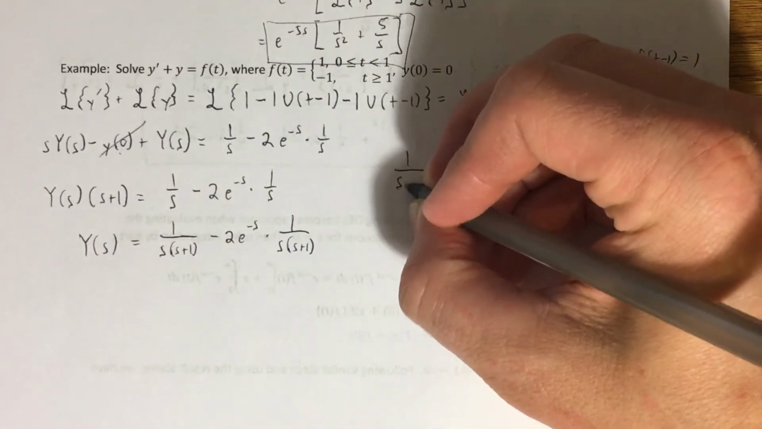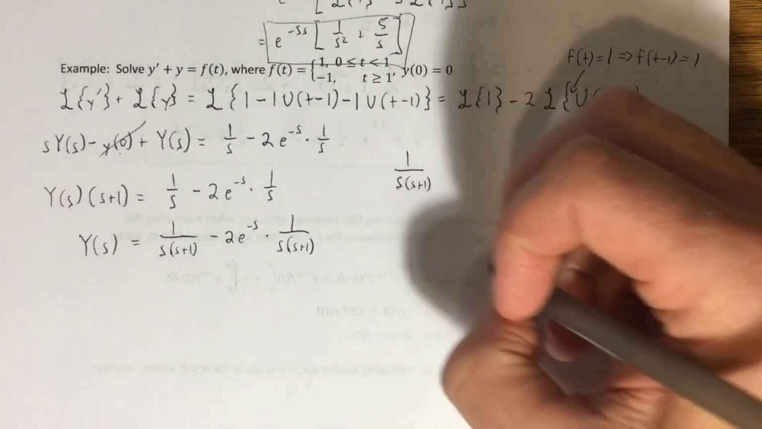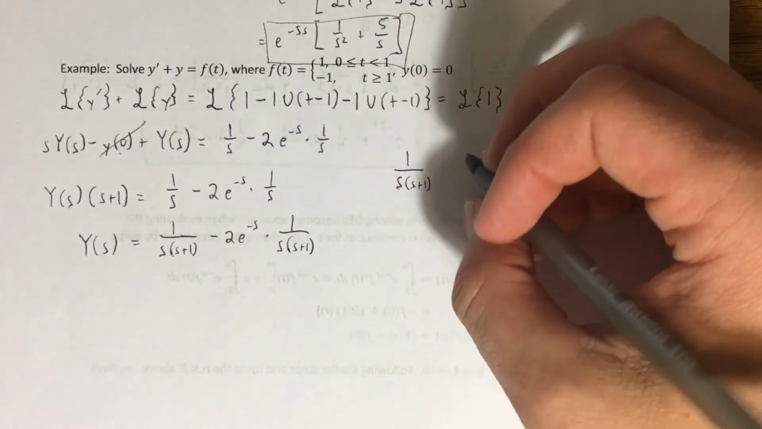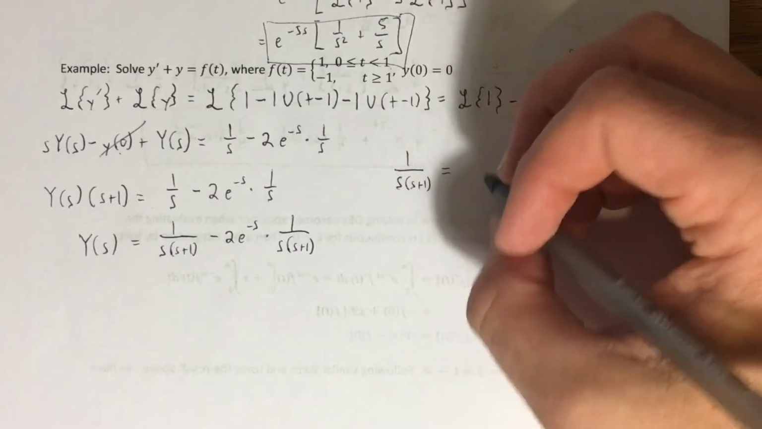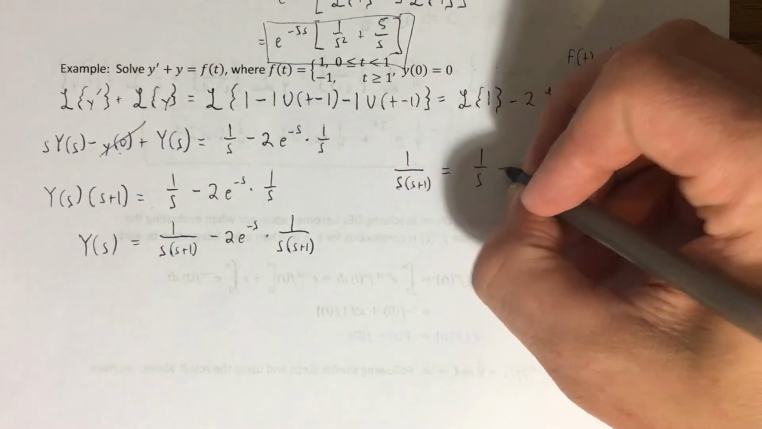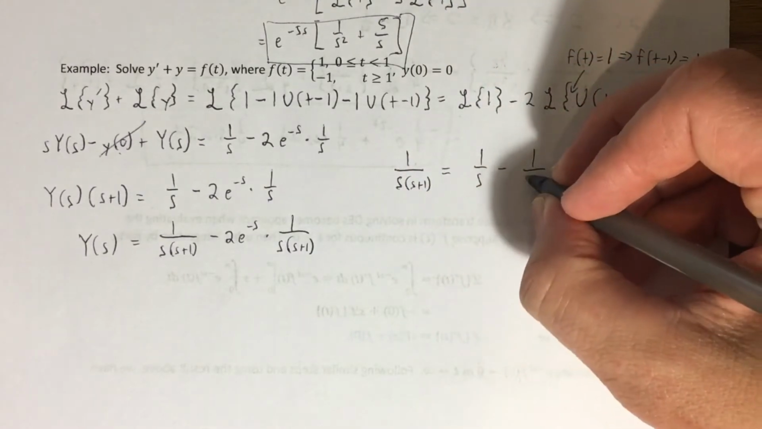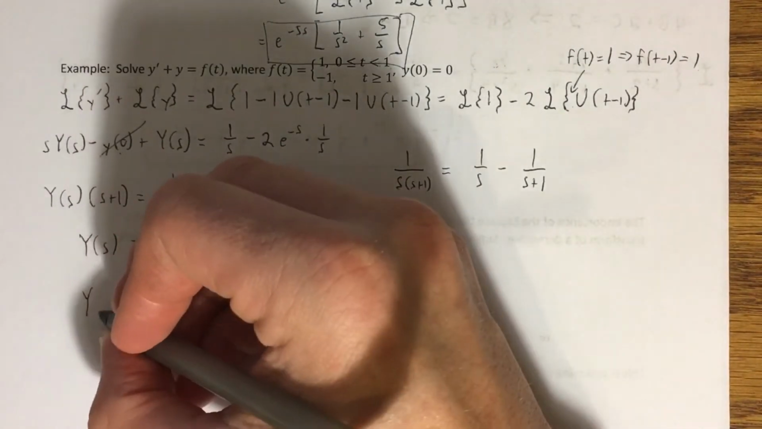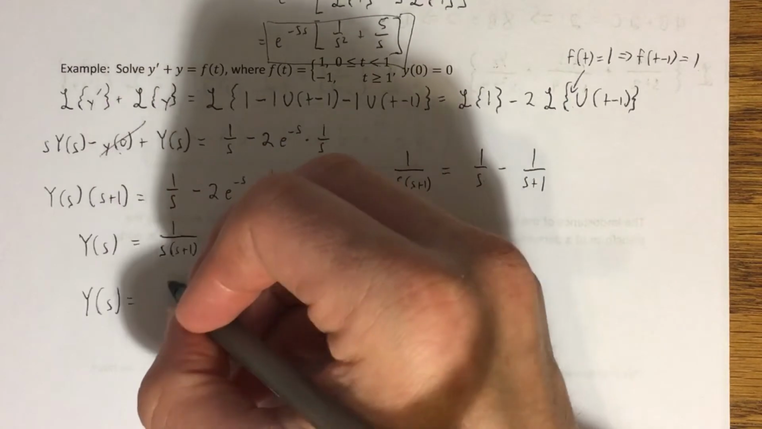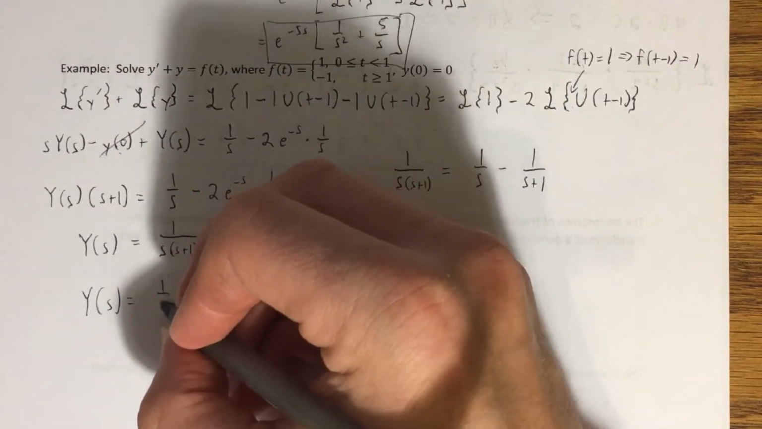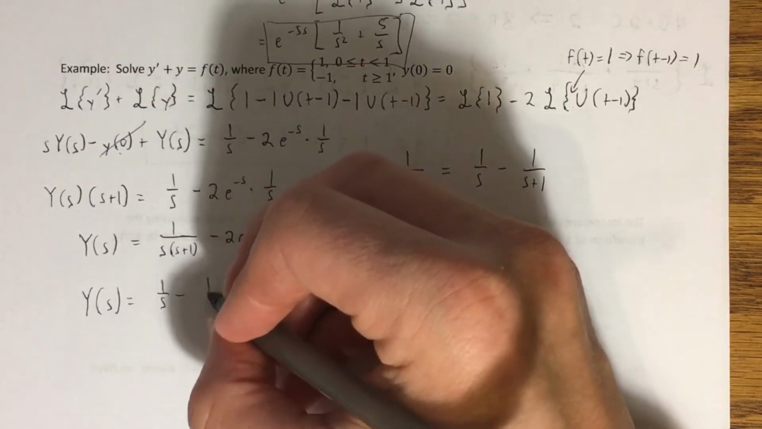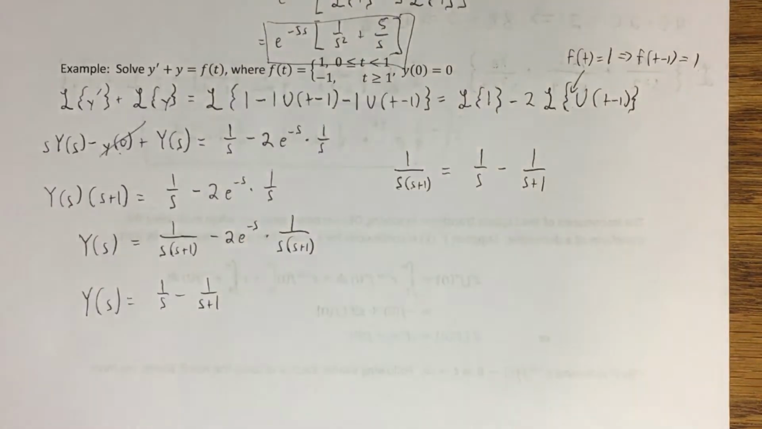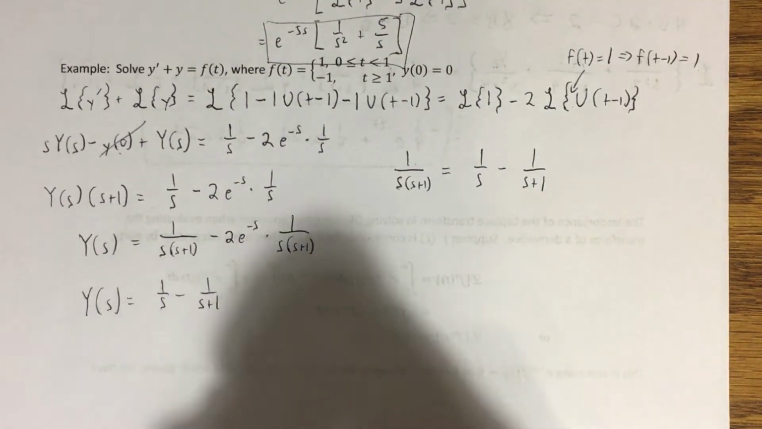1 over s times s plus 1. That's an easy partial fraction decomposition, which I'm not going to go through the work for, but that would be equal to 1 over s minus 1 over s plus 1. Okay? So that allows us to, again, write that this way. 1 over s minus 1 over s plus 1.